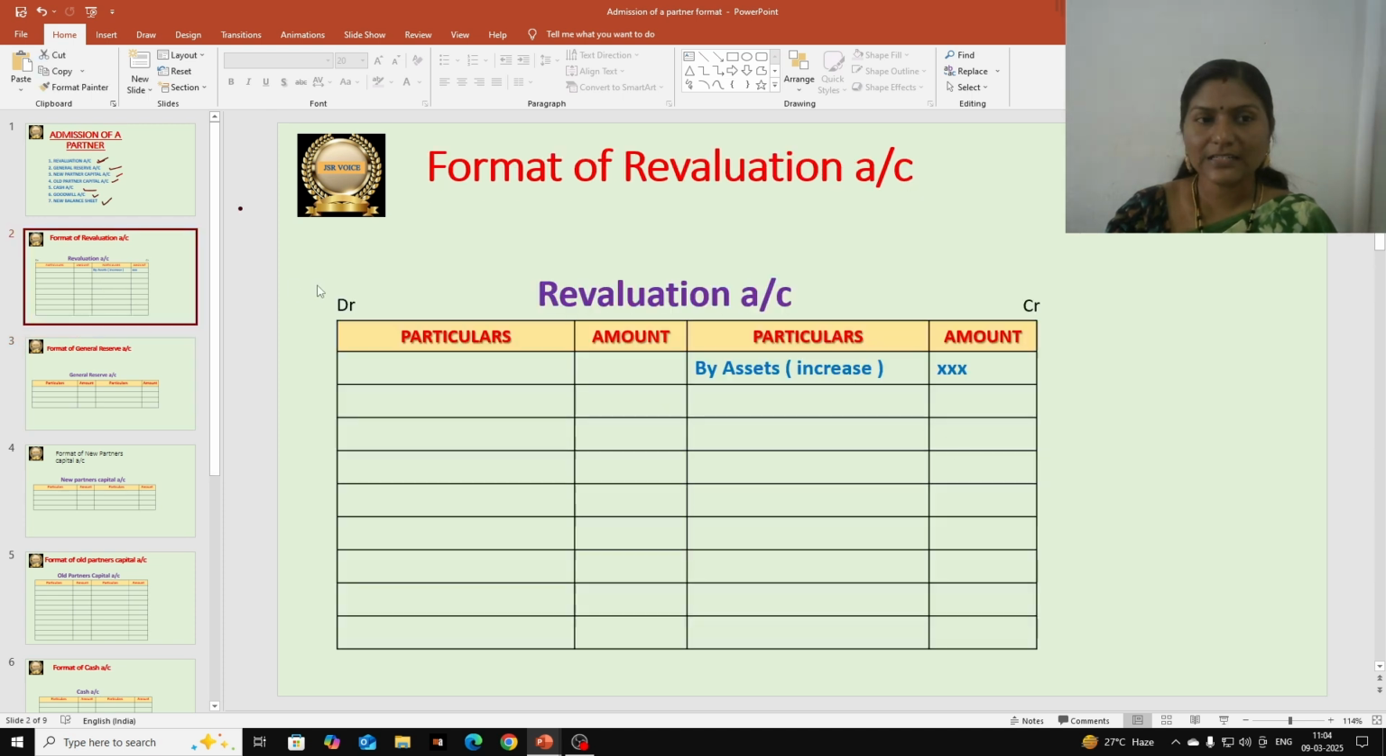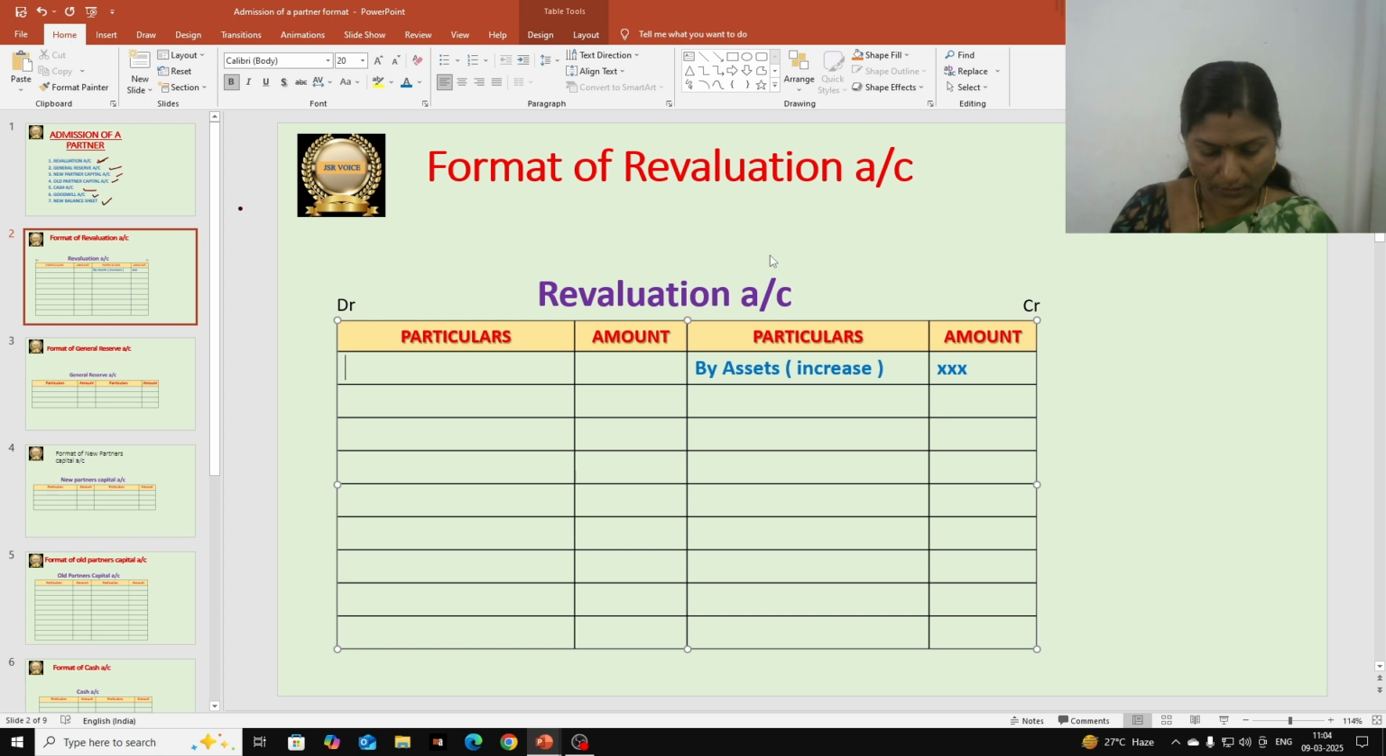If any asset is decreasing, we will write on the debit side. In brackets I am mentioning it clearly: it is decrease. If an asset is decreasing, we will write on the debit side. Remember the first thing: asset increases, write on the credit side. If asset decreases, write on the debit side.